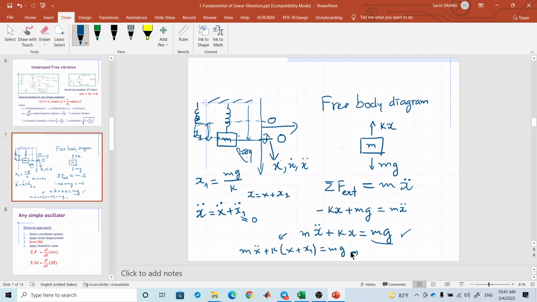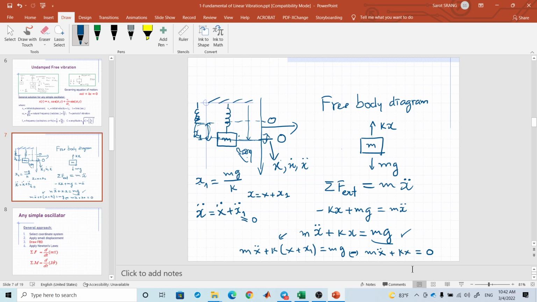Then finally I can have h double dot plus kh, and k times h1 equal to g. Then it can cancel g, and then you have this one is just 0 like this.